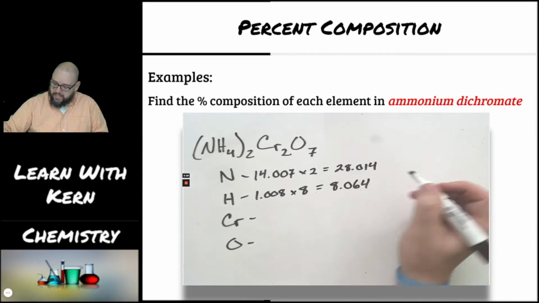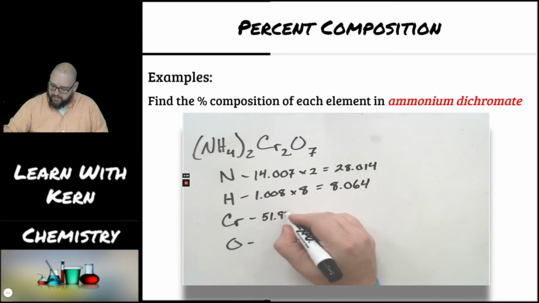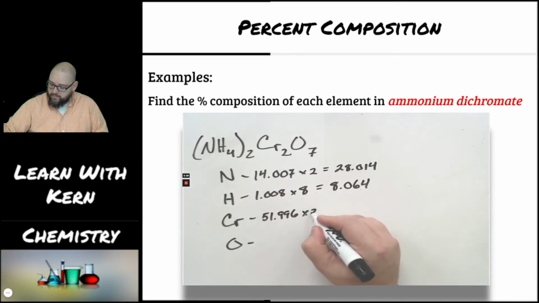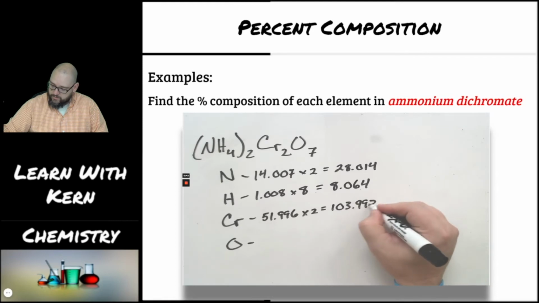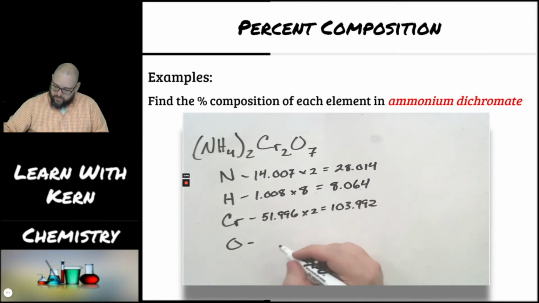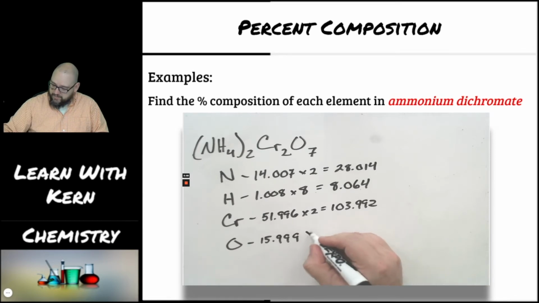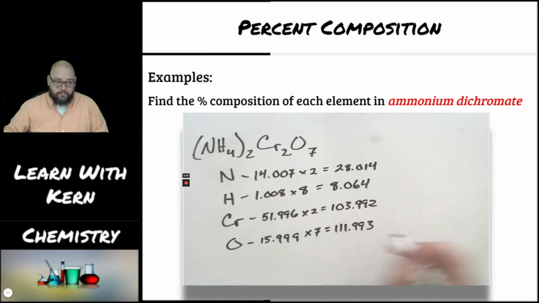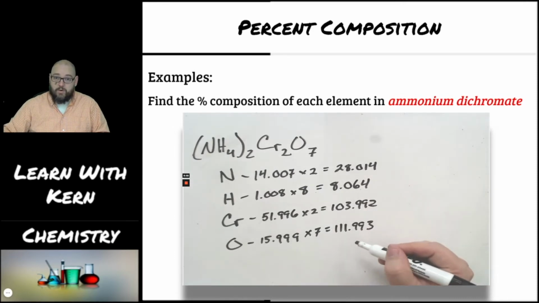And then chromium has a molar mass of 51.996. And I have 2 chromiums, so I multiply that by 2, and I get 103.992. And then oxygen's mass is 15.999, and I have 7 oxygens, and so that's a total mass of 111.993.